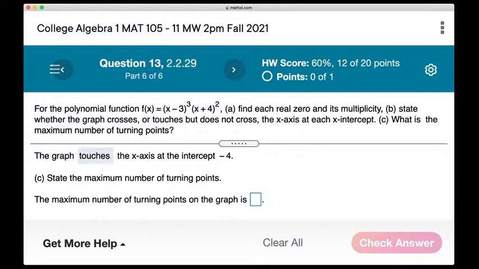Let me get the student real quick. Okay, I got him.